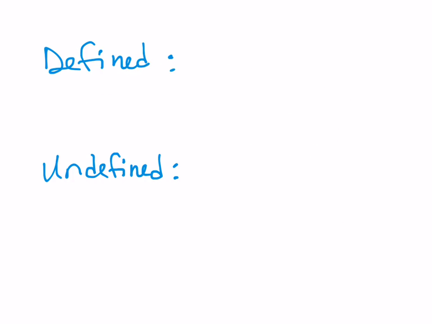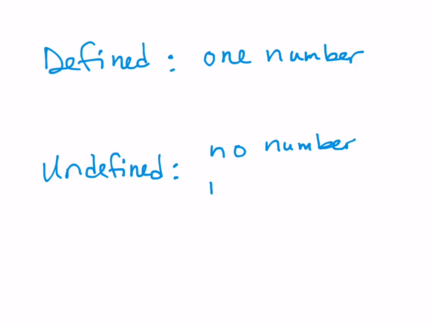So when we say that a number is defined, or maybe an arithmetic problem like a division problem is defined, we mean that there is exactly one number or one answer. And when we say that something is undefined, we either mean that there is no number or no answer, or that there are infinitely many numbers or answers. So I hope that explains why we can divide 0 by a number, but we cannot divide a number by 0 and get a real number.